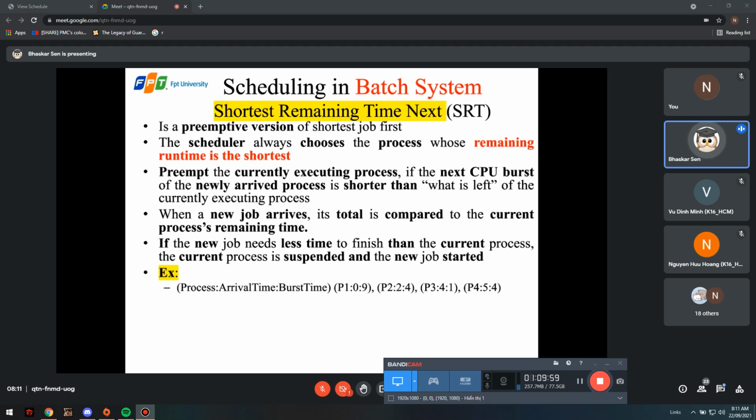It does so by taking into account, at every moment, whenever a new process arrives, what is left. And by taking care of what is left, it knows exactly which process should be allowed to switch to the CPU and work next.